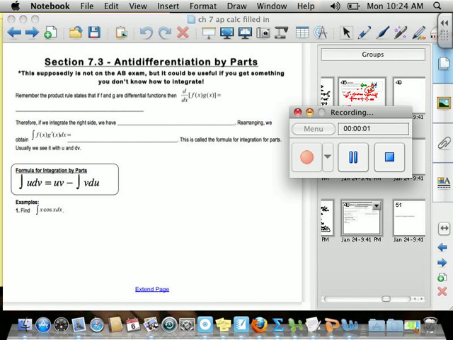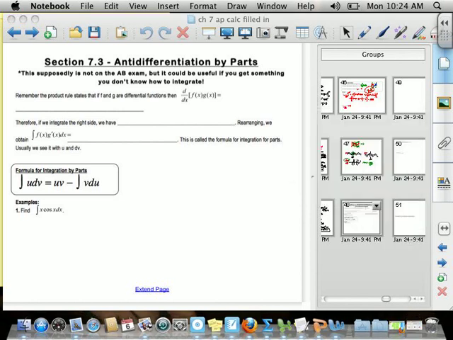So section 7.3 is on anti-differentiation by parts. They say this is not on the AB exam, but it could be really useful if you get something that you do not know how to integrate. You could use integration by parts. All right, it's very easy.